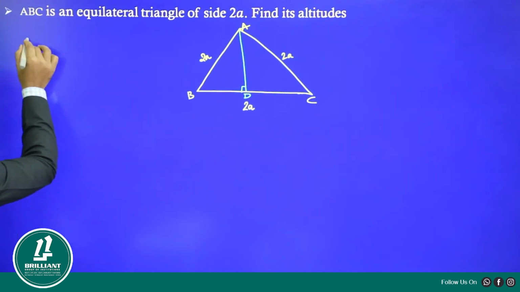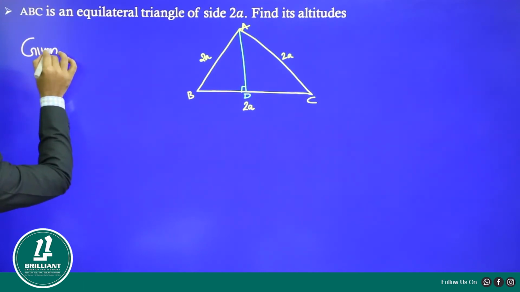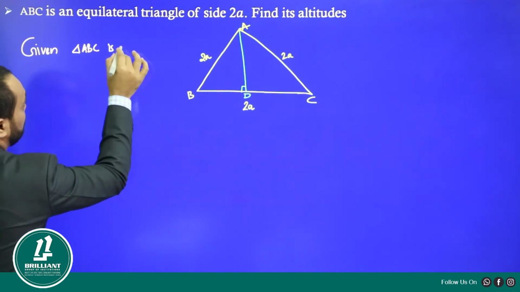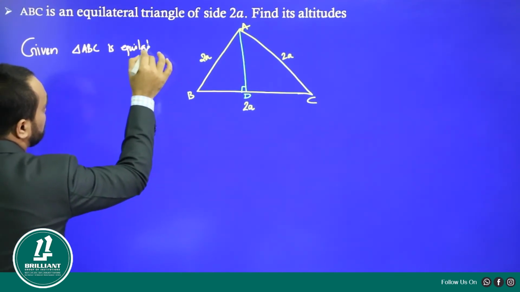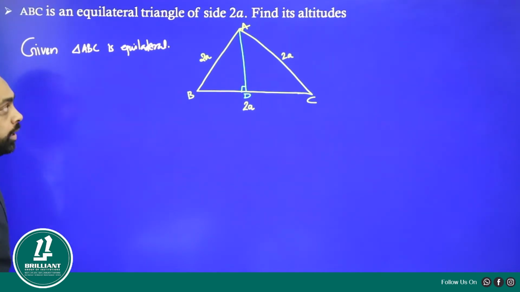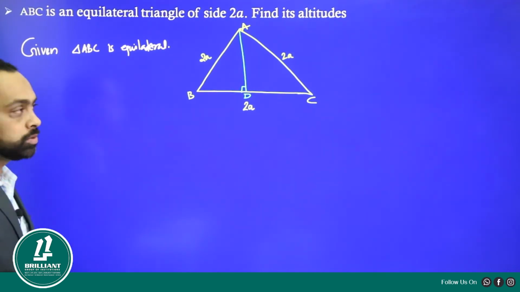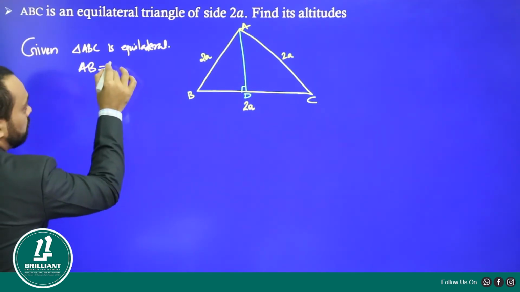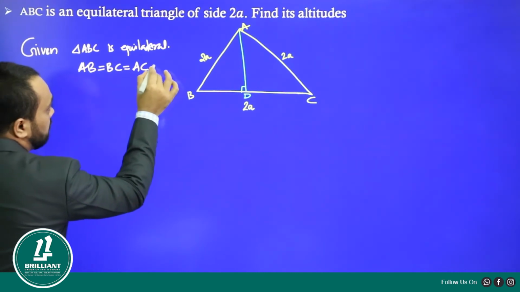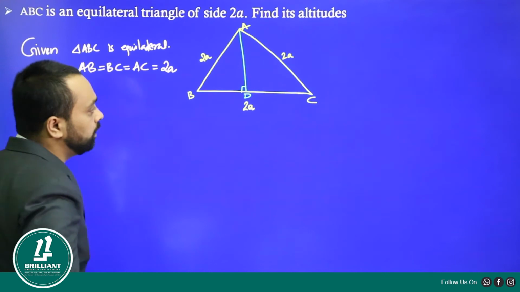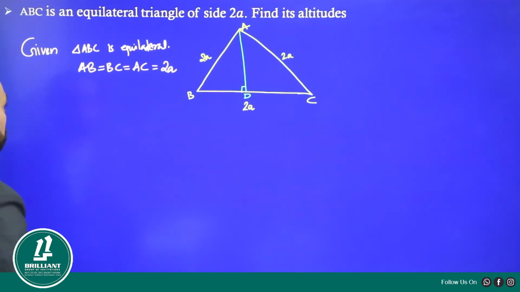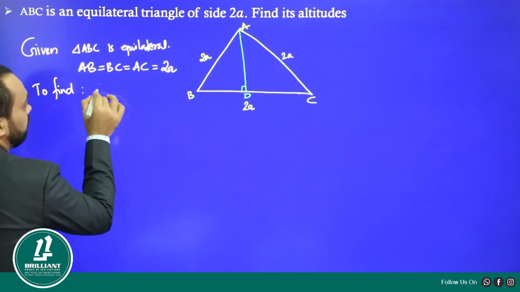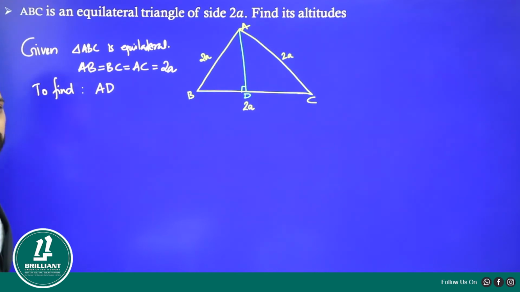Here it is given that triangle ABC is equilateral. All the sides are equal to 2A. Equilateral means we can say that side AB is equal to BC is equal to AC, and that will be equal to 2A. All the sides are given as length 2A. To find: what do you have to find? Here we have to find the length of AD.